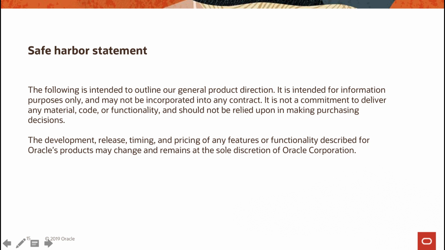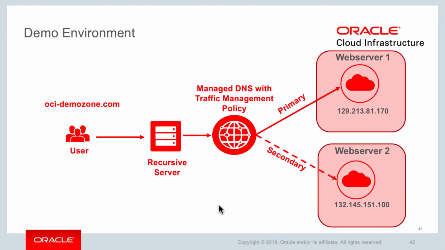All right, so moving forward. For demo purposes, here is my lab environment for the demos. I'll have a couple of web servers which are running in the Ashburn region, and I'll use different traffic management steering policies to steer the traffic based upon the policy that I set up. The zone name that I am using is oci-demozone.com. And I'll create different labels along with this zone name.